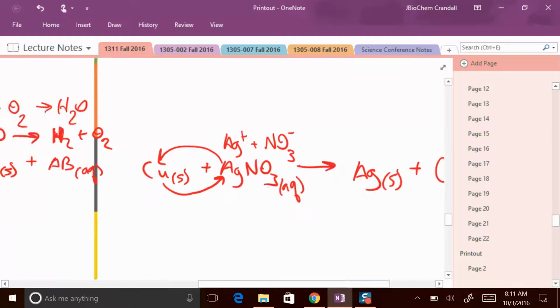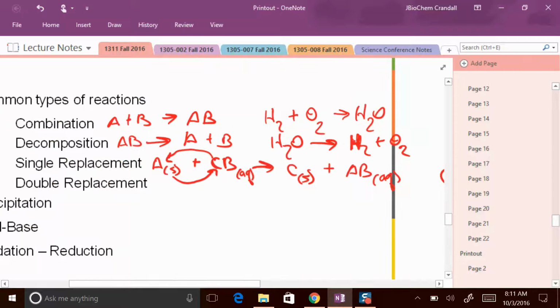Okay. All right, so double replacement. Same as single replacement, just now instead of working with a solid here, I'm working with two ionic compounds. Okay? So once again, I have something like lead nitrate.